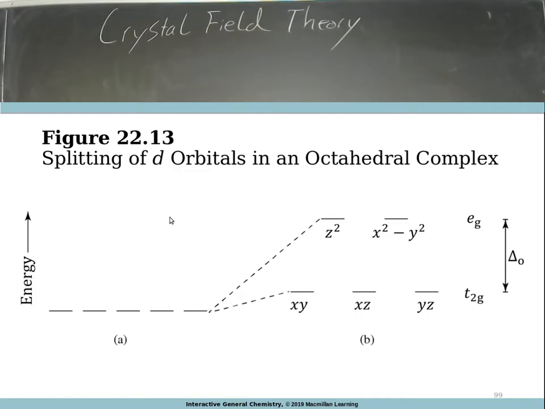And the difference between those energy levels is called the crystal field splitting. That's represented by that delta O. So that's the octahedral energy difference between those 2 energy levels. So that's how an octahedral complex's energy levels will split.